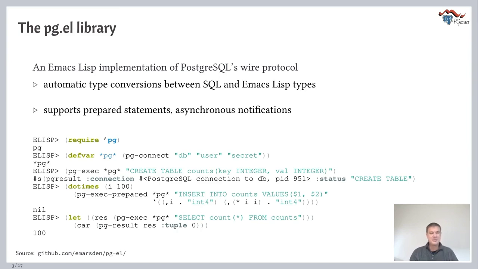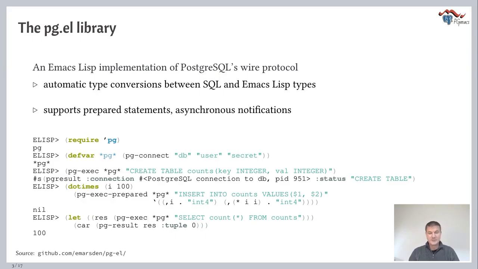And I happen to know that was possible because a few years ago I wrote an Emacs Lisp library, pg.el, which implements the wire protocol used for communication over the network between a Postgres client and the Postgres backend, the Postgres server. I've included here an example of what it looks like to use this library.